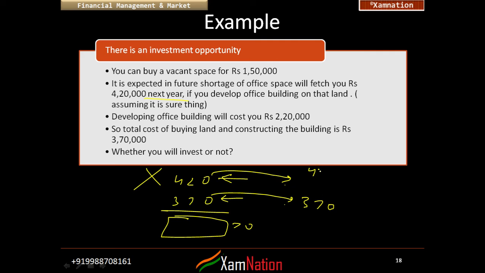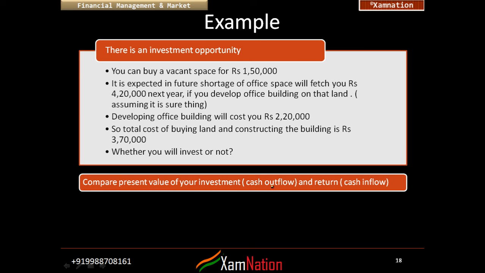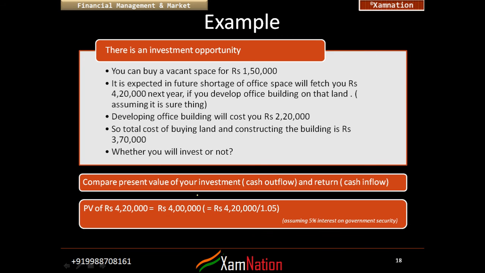So you will get 4,20,000. The present value of 4,20,000 will be 4,20,000 divided by 1 plus R, where R is your discount rate. Whatever number comes by using this method, we will look at the R also, and that number should be compared with 3,70,000. So the same thing I have done here: compare the present value of the investment and the return. Don't make the mistake of comparing 4,20,000 with 3,70,000. The present value of 4,20,000 would be 4,20,000 divided by 1.05, and the present value of 3,70,000 is nothing but 3,70,000.